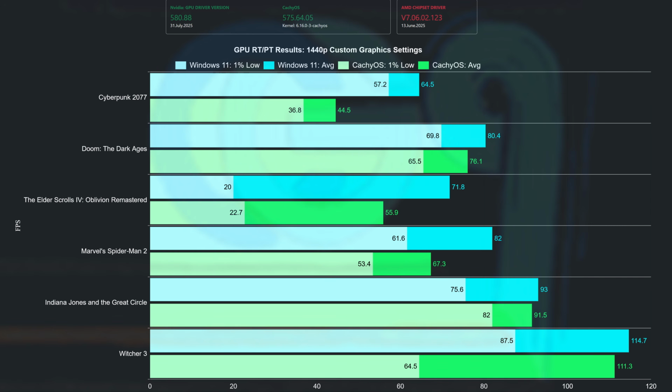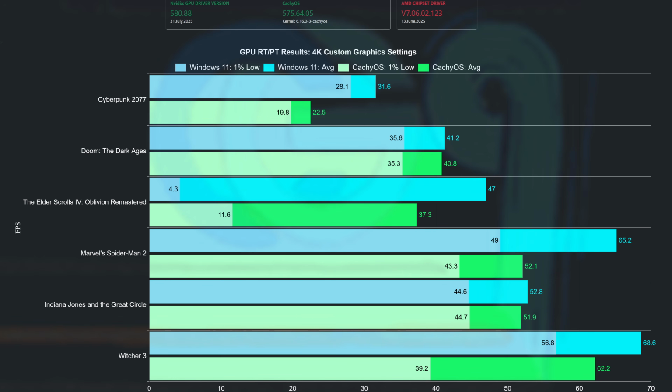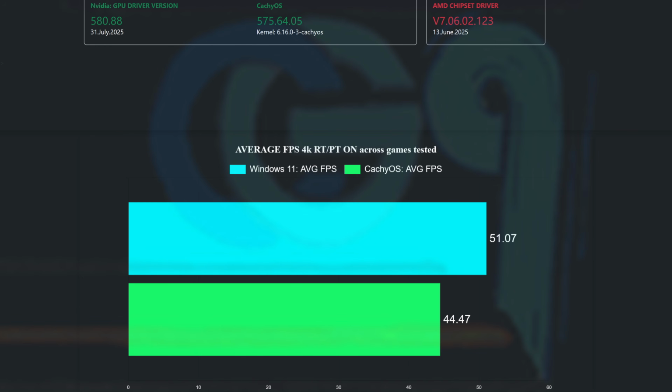This is the chart for the 1440p runs. Path tracing was enabled in Cyberpunk 2077, Doom: The Dark Ages and Indiana Jones, while the other games used ray tracing. At 1440p using the games tested, Windows had a lead of 13% on average. Now the 4K chart. Things don't change much when compared to 1440p results, only the performance gap in Cyberpunk 2077 is bigger, while in the other games the gap is more or less the same. Due to the low performance in Cyberpunk 2077, the performance gap has increased to around 15%.